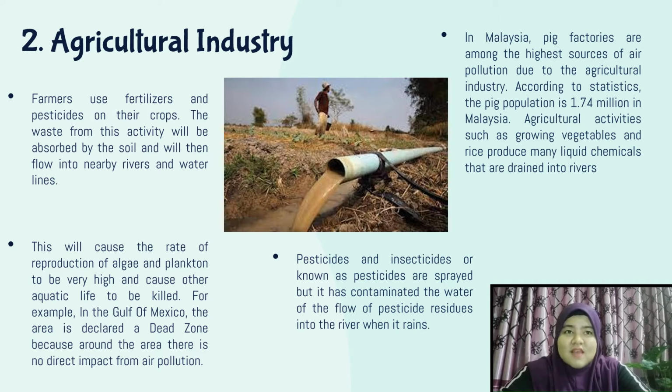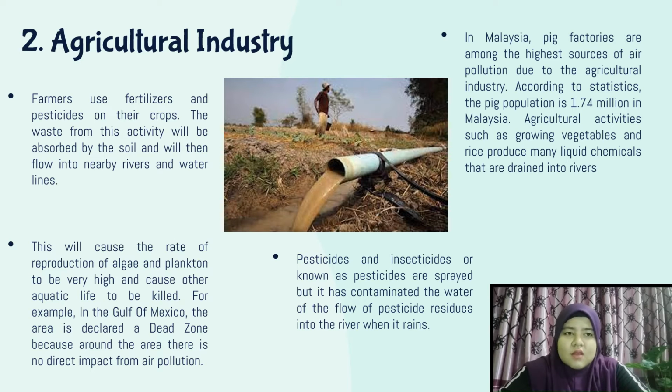The second factor is the agriculture industry. Farmers use fertilizers and pesticides on their crops. The waste from this activity will be absorbed by the soil and will then flow into nearby rivers and waterlines. This will cause the rate of reproduction of algae and plankton to be very high and cause other aquatic life to be killed. For example, in the Gulf of Mexico, the area is declared a dead zone because around the area there is no aquatic life.